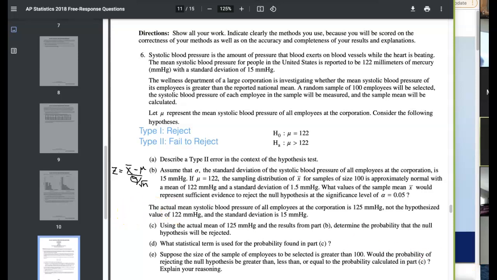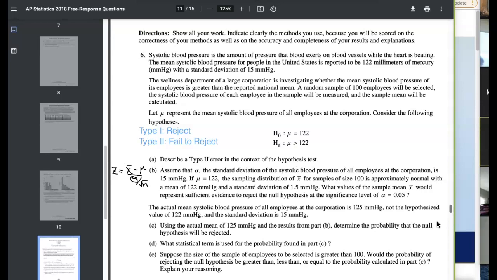All right. So hopefully you got the type 2 error for the test. So a type 2 error is when you fail to reject the null hypothesis when you should have rejected in reality.